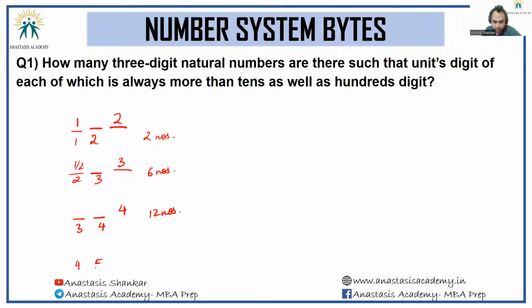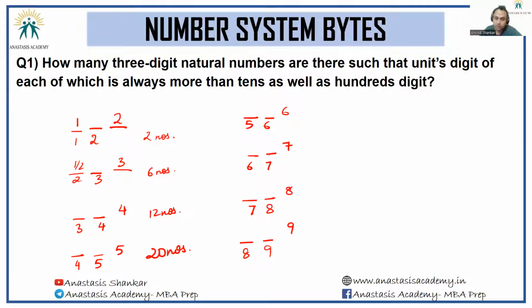We'll get 4 into 5 with 5 at the units place. With 6 at the units place, we'll get 5 into 6. With 7 at the units place, we would get 6 into 7. With 8 at the units place, we will get 7 into 8, and with 9 at the units place, we'll get 8 into 9. Let's get all the cases in row. 20 numbers, 30 numbers. Okay.